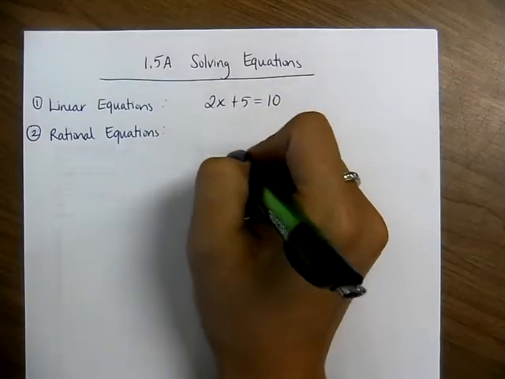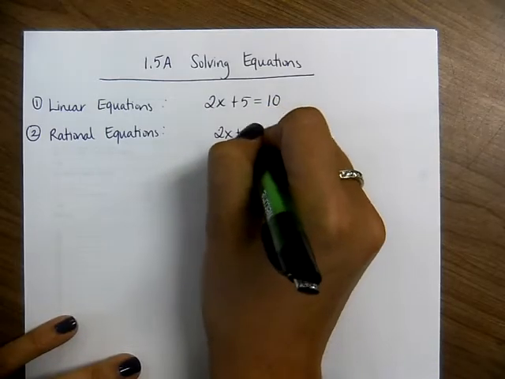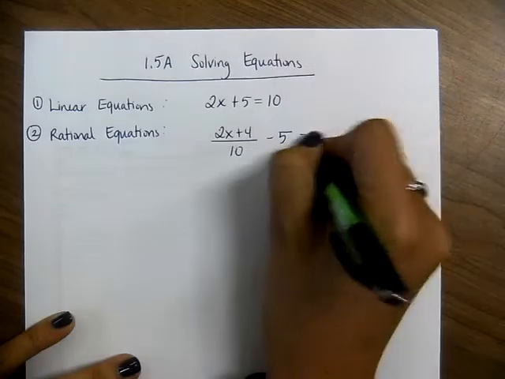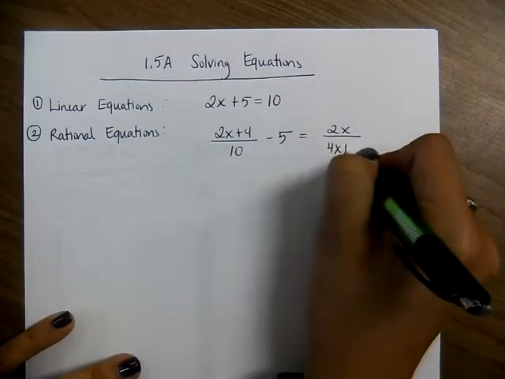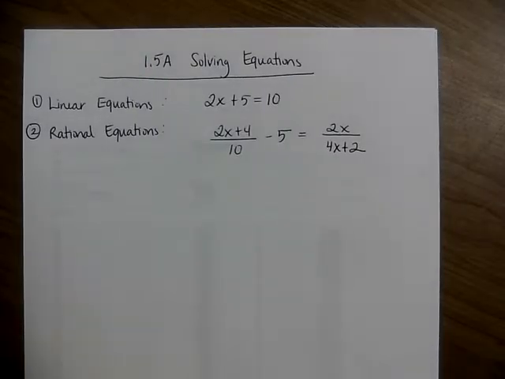So this is where we're going to have, you know, like two fractions set equal to each other. So like 2x plus 4 over 10, let's say minus 5 equals 2x over 4x plus 2 is an example. So remember, when we were talking about rational expressions before, when we had those compound fractions, we were trying to clear the denominator, right? We would multiply through by the LCD to get rid of the fractions. Well, this is really the same thing. We're going to multiply by the LCD.